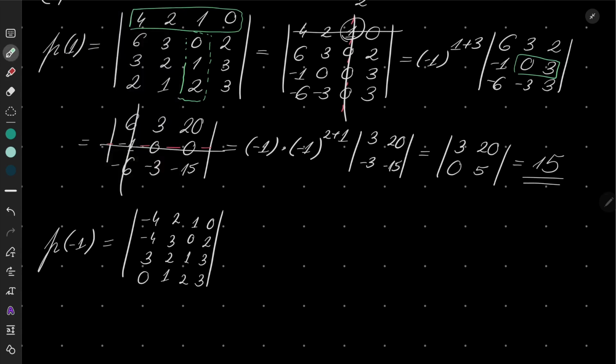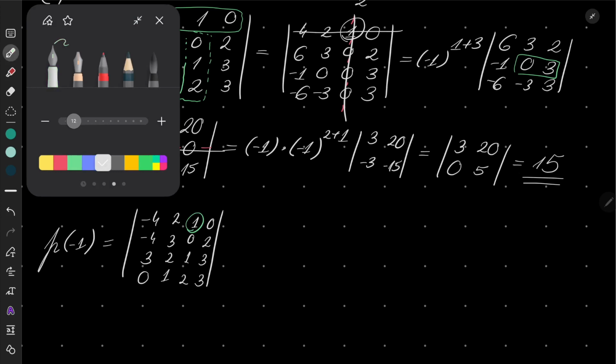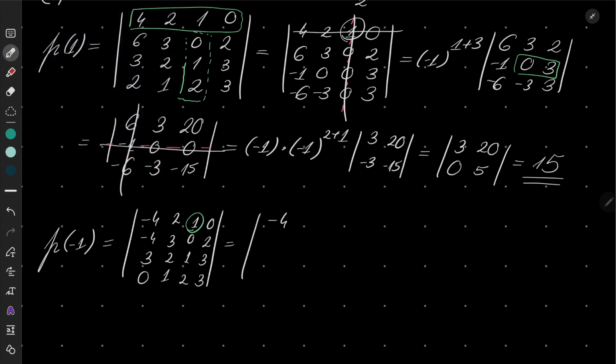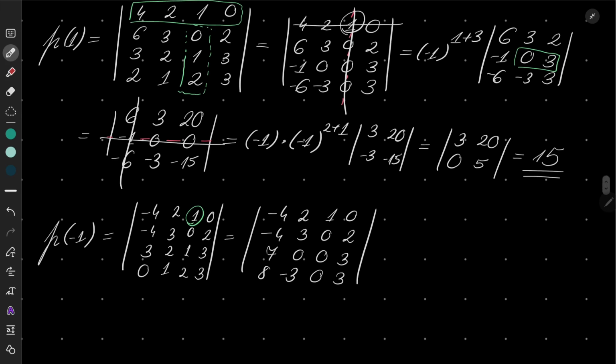And again, let's take this number 1 and let's produce zeros in the third column. So the first row stays the same. The second row can stay the same as well because we have 0 already. And now we take the first row, multiply it by -1 and add it to the third row. So we have 7, 0, 0, 3. Very well. And now we take the first row, multiply it by -2 and add to the last row. So we have -4 times -2 is 8. -2 times -2 is -4. -4 plus 1 is -3. 0, 3. Okay.